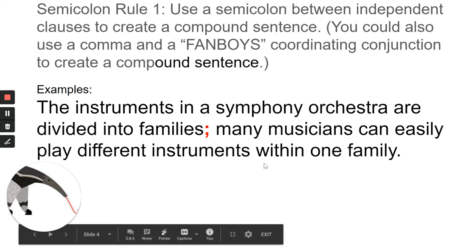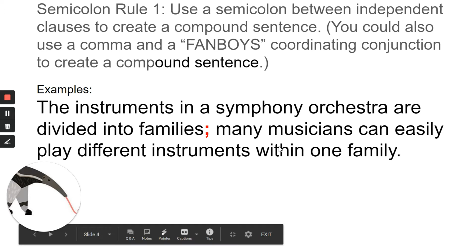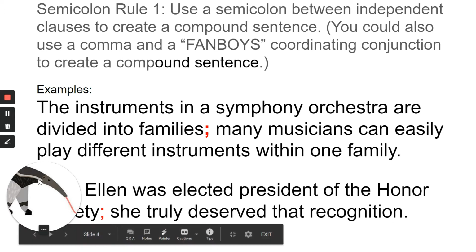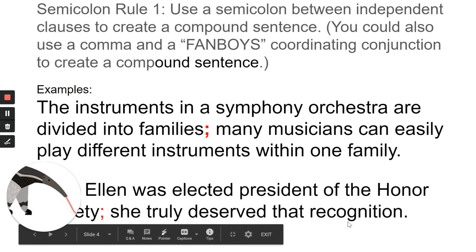Also an independent clause. You know that a semicolon is being used right here to bring together two closely related sentences. You can't use a comma here because it would be between two complete sentences, but these are so closely related that you wouldn't want to make it its own sentence. Another one. Ellen was elected president of the Honor Society; she truly deserved that recognition. Again, two closely related independent clauses joined together with the semicolon.